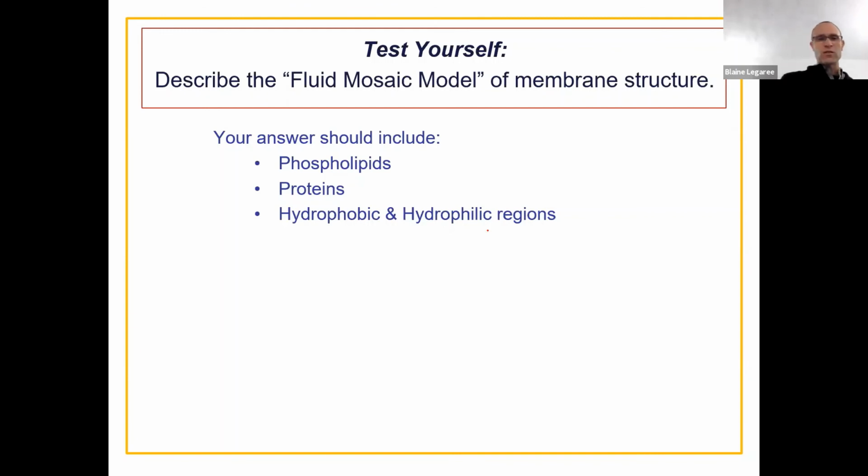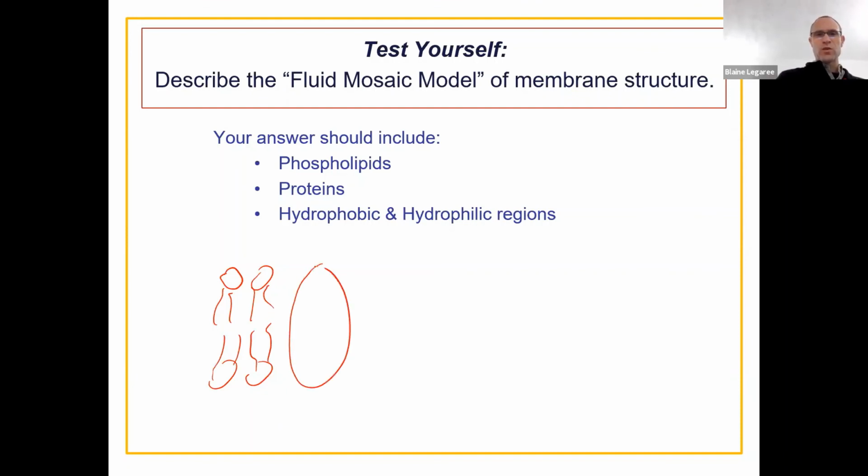Definitely you want to include phospholipids, right? So if you're going to do a diagram, you can draw these little things. So here's my little diagram. I can add some sort of protein. There's some more phospholipids. So this isn't good enough, right? You can't just draw a diagram and leave it and just assume I know that you know everything. Your job is to convince me.